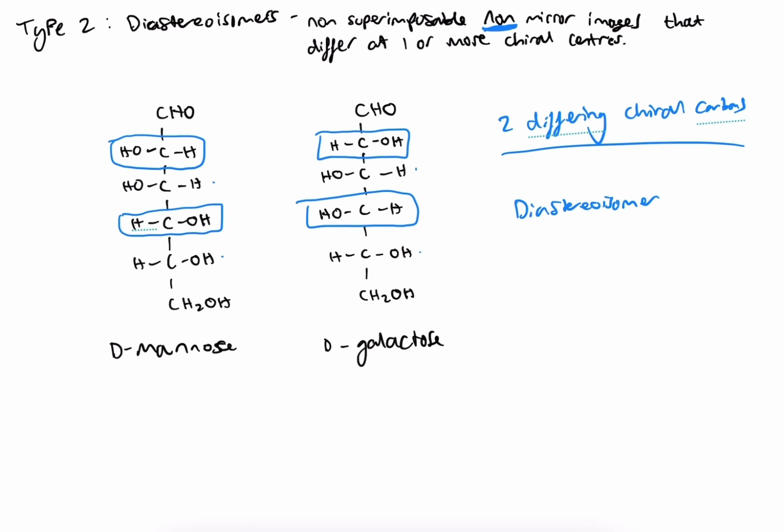Hopefully that makes it super simple, super clear. The main thing to remember, again, is a non-mirror image, so we can't just draw a mirror down the middle like that. We cannot do that. Instead, we look to see if they differ at one or more chiral centers.